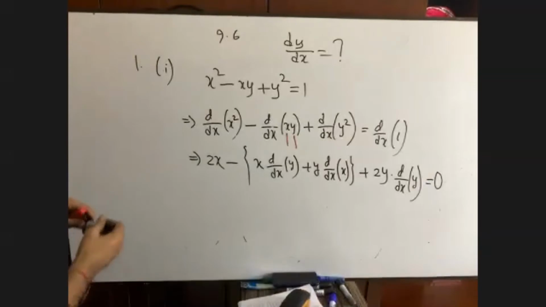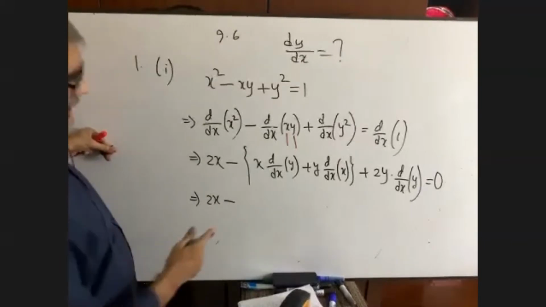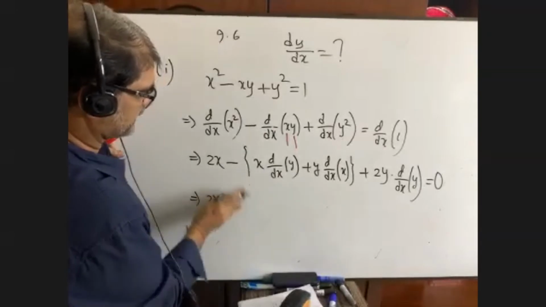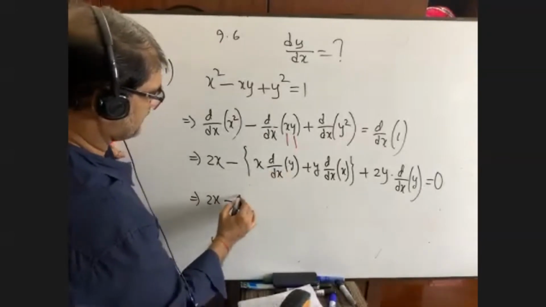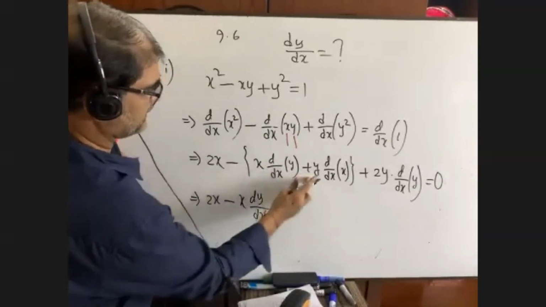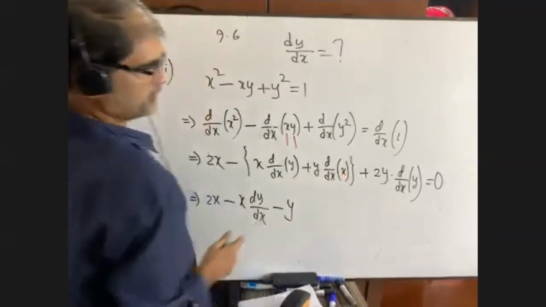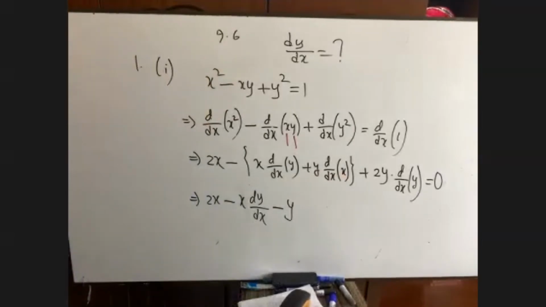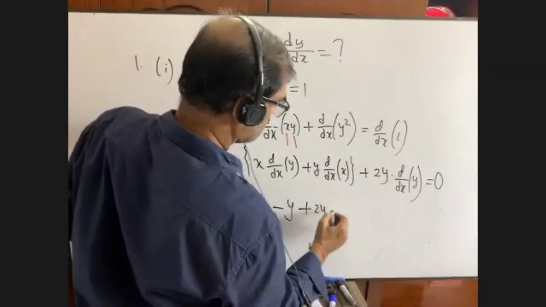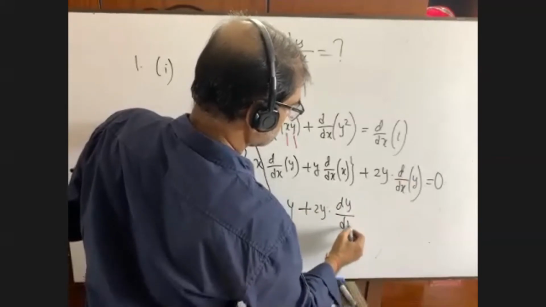Now you see, it is twice x minus. Let me know. What will be here? Okay, I'm not using bracket. Minus x dy by dx. X dy by dx minus plus minus only y, because x is what? 1, right? Okay, here plus 2y d into y dy by dx is equal to 0.